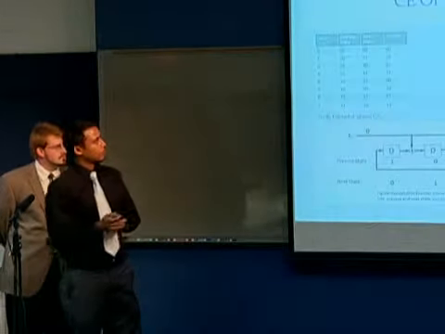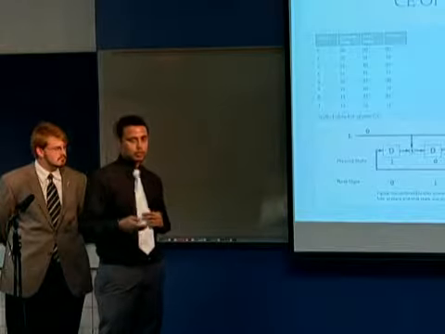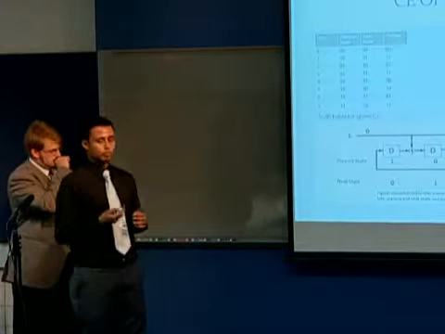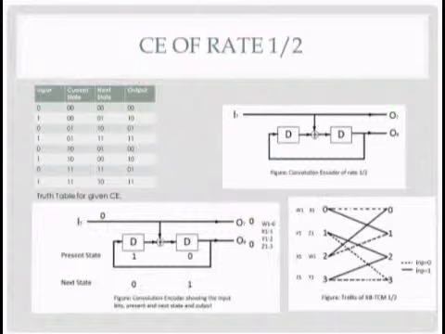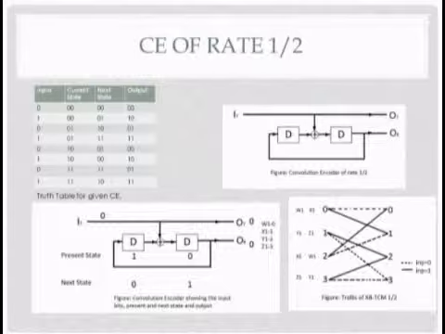So this is the convolution encoder that we used for the rate 1/2 that Dr. B uses in her dissertation. By 1/2 we mean one bit is coming in and 2 bits are going out. And since there are 2 memory units, there are 4 states. So it's going to be 0, 1, 2, and 3.